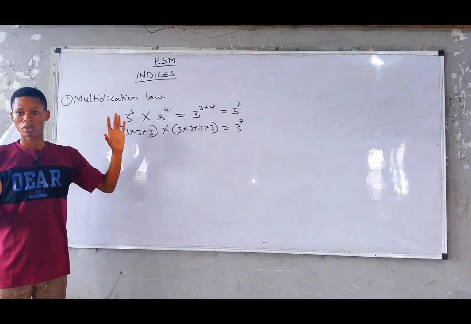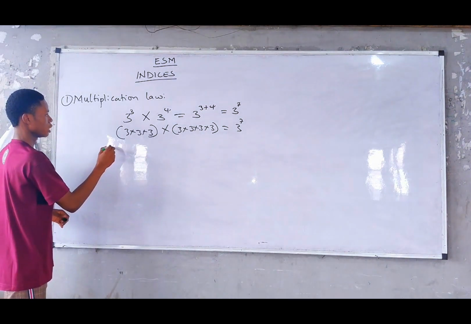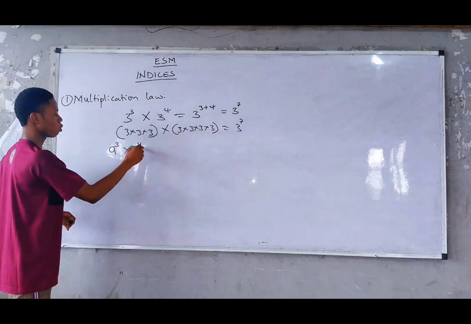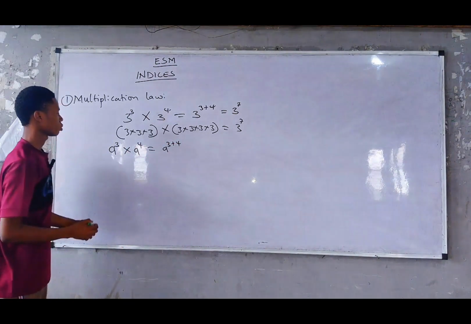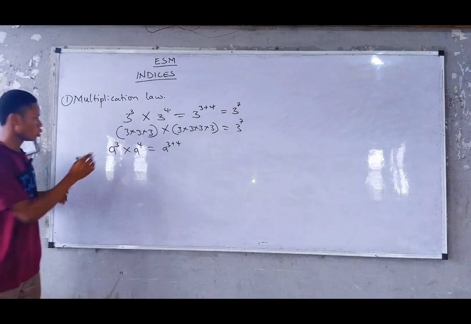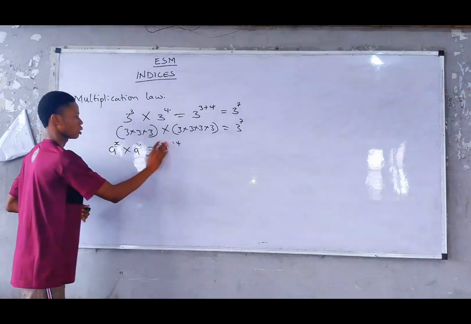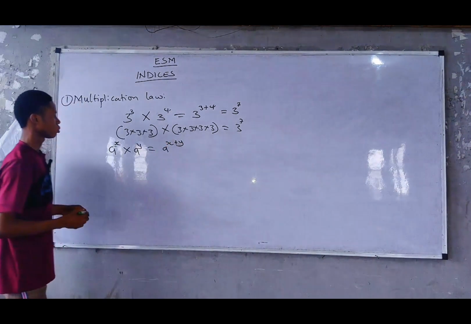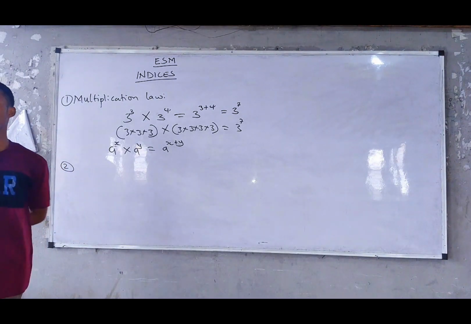Is that okay? So generally you can write a raised to power 3 times a raised to power 4 equals a raised to power 3 plus 4. For simplicity, let's use x and y, making it general. So a raised to power x times a raised to power y equals a raised to power x plus y. That's the first one.